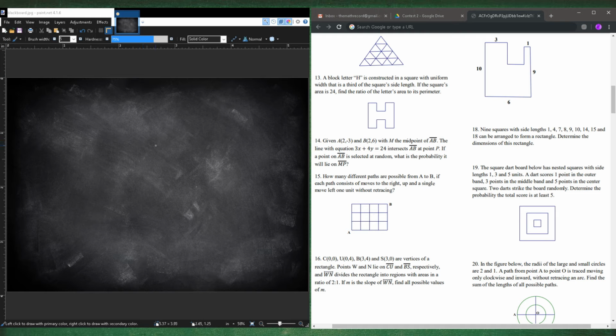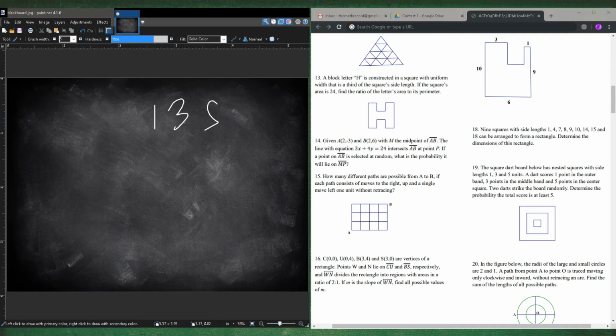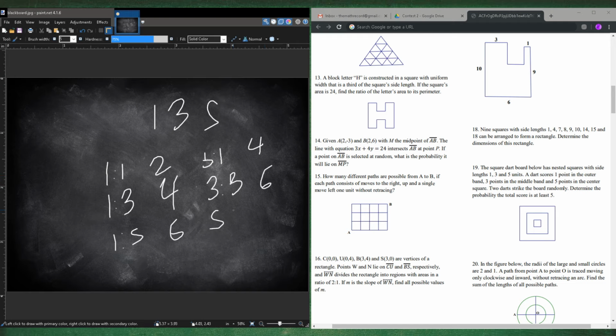So if there is at least 5, since you can only score a 1 and a 3 and a 5, the possibilities for 2 darts are 1 and 1, which is 2, 1 and 3, which is 4, and 1 and 5, which is 6. It could also be the vice versa, but I'm not going to work with those. It could be 3 and 1, but okay, actually I'm just going to work with it. Yeah, 3 and 1 is 4, 3 and 3 is 6, and 3 and 5 is 8.